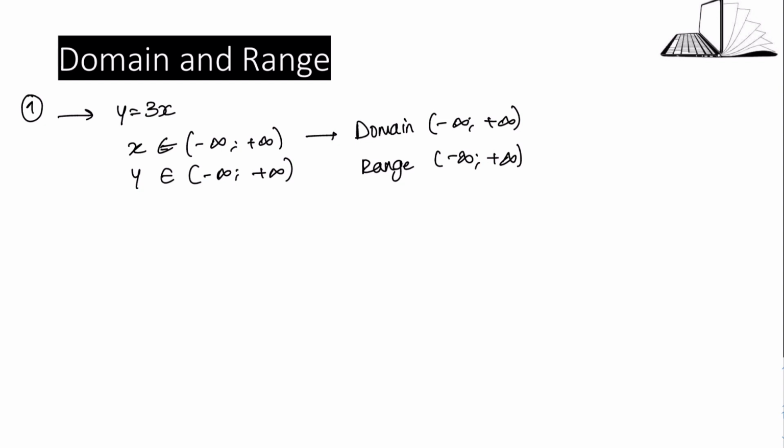There are no restrictions in the domain. This is a domain that has no restrictions. We call this a natural domain.